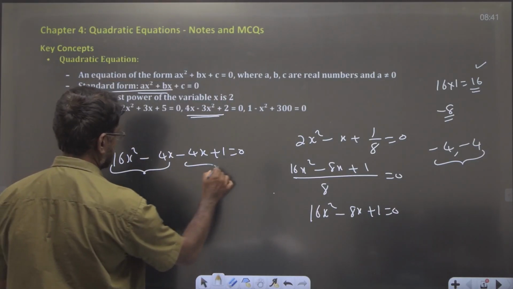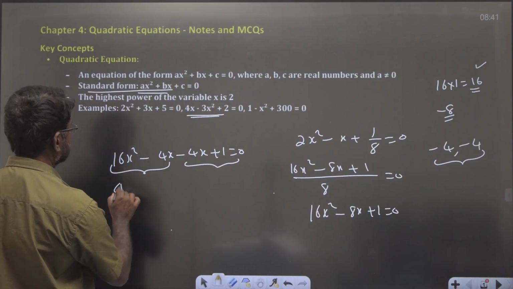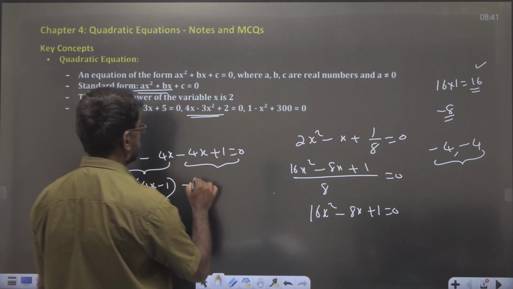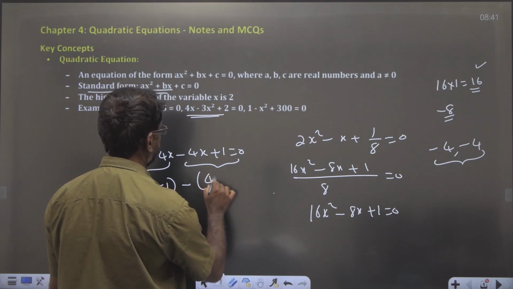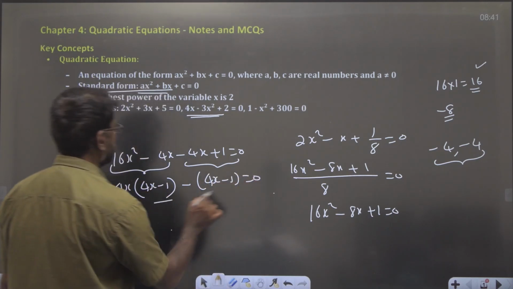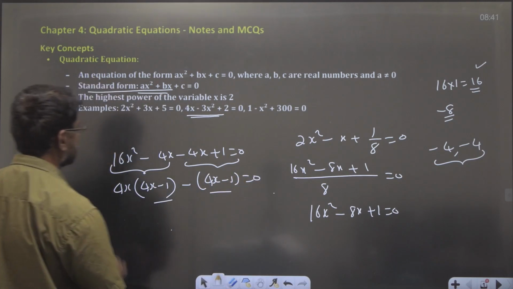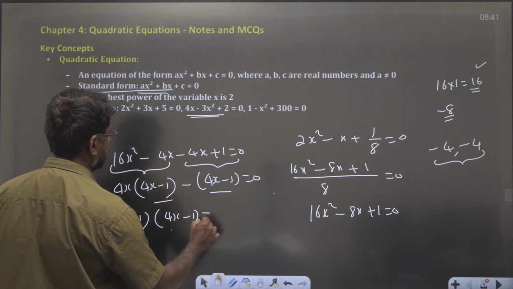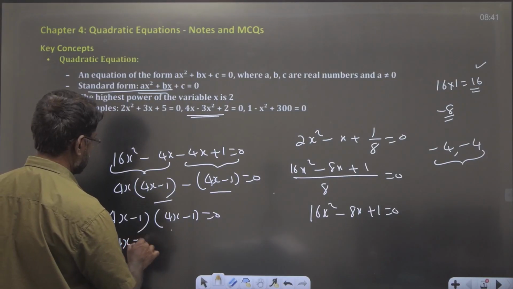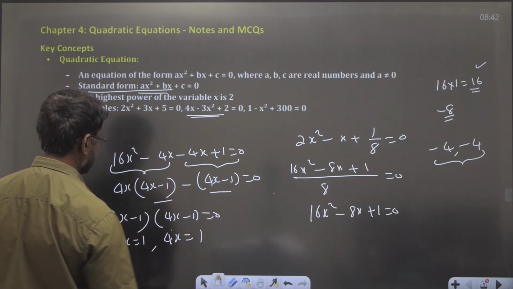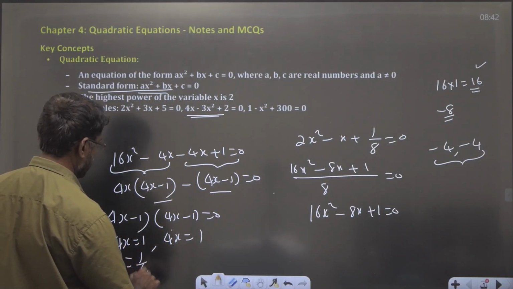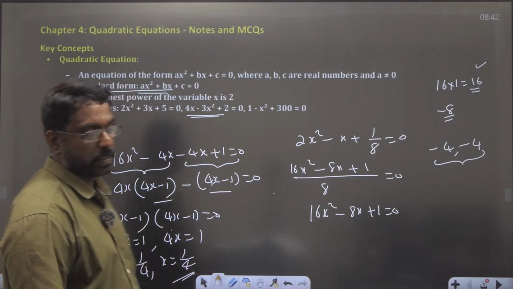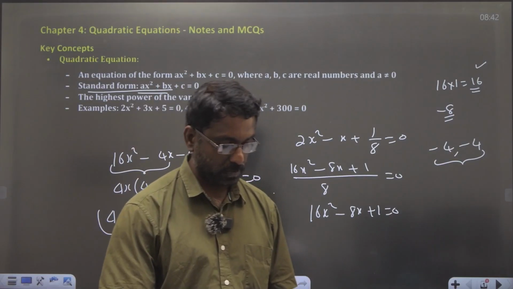Club like this. Here 4x is the common factor. 4x into 4x minus 1, minus 1 into 4x minus 1, equal to 0. Again 4x minus 1 is the common factor. 4x minus 1 into 4x minus 1 equal to 0. That is 4x is equal to 1. Repeated roots. X is equal to 1 by 4. This is the method of factorization.